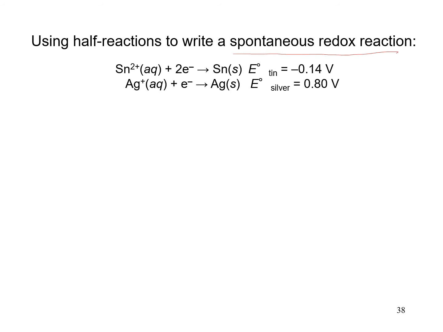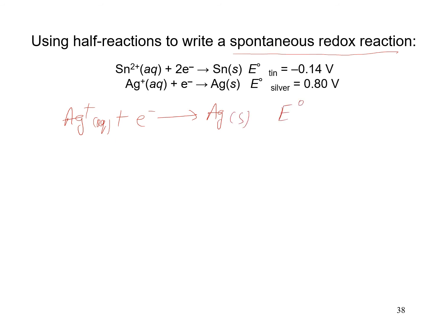Whichever E naught value is higher, that stays as it is. The other one is flipped, correct? Which one is the higher value out of these two? This is the higher value. So this reaction will happen as it is, which means silver aqueous plus electron will change to silver solid. This reaction will happen as it is.